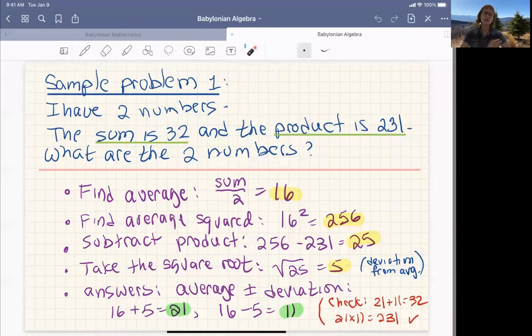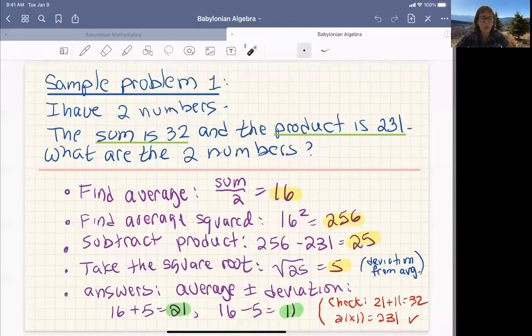Now, in high school algebra, we would say, okay, I have 2 numbers. I'm going to call them x and y. And then I'm going to say x plus y is 32, and then x times y is 231. And I'm going to solve for x and y. So that's what I would have done in high school algebra. But what did the Babylonians do?